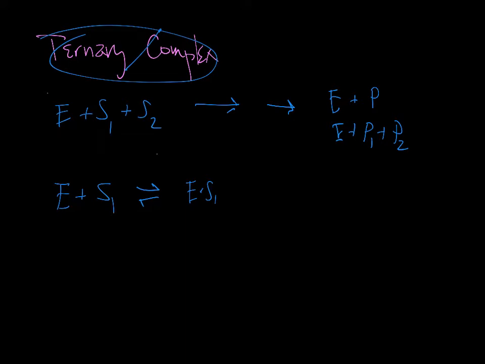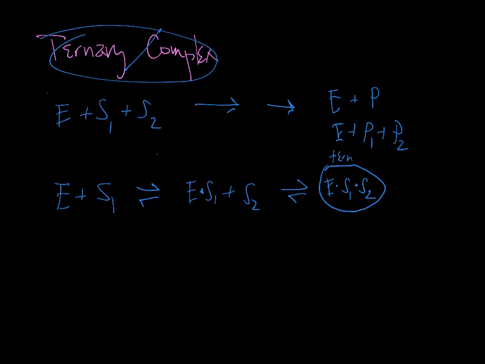You get binding. You can have S2. This one's called a sequential reaction. So this right here would be the ternary complex, or three things bound.